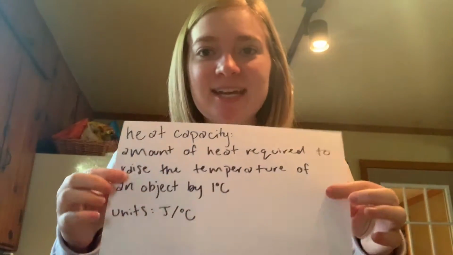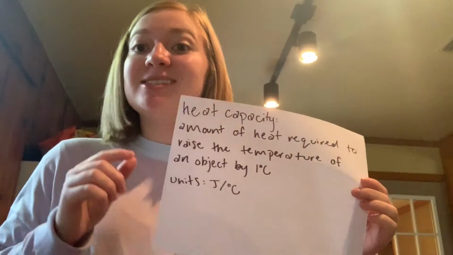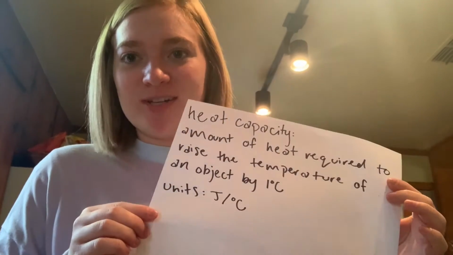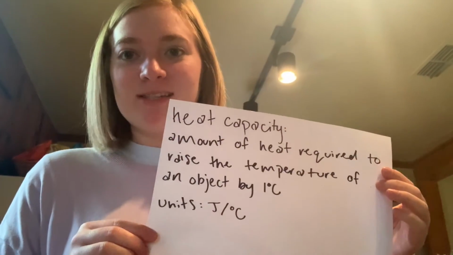So today we're going to calculate the heat capacity of a cookie. Heat capacity is the amount of heat required to raise the temperature of a substance by 1 degree Celsius. And so the units of heat capacity are joules per degree Celsius.